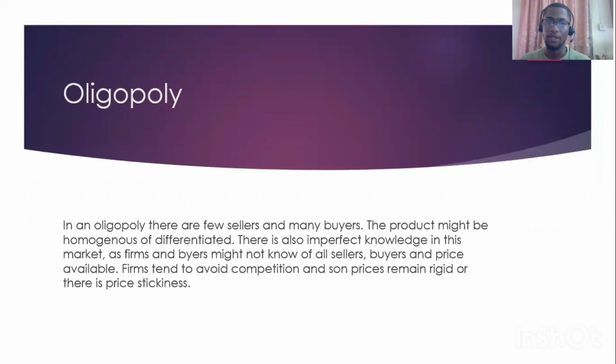And oligopoly, the last one we'll be looking at today. In an oligopoly, there are few sellers and many buyers. The product might be homogeneous or differentiated. There's also imperfect knowledge in this market, as firms and buyers might not know all the sellers, buyers, and prices available. Firms tend to avoid competition, and so the price remains rigid, or there is price stickiness.